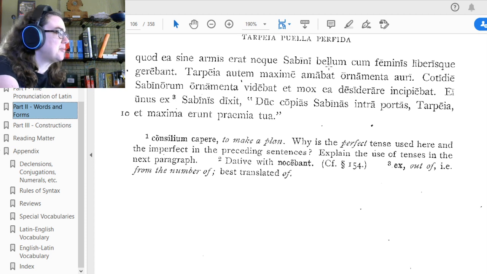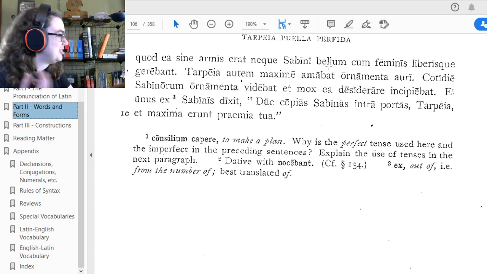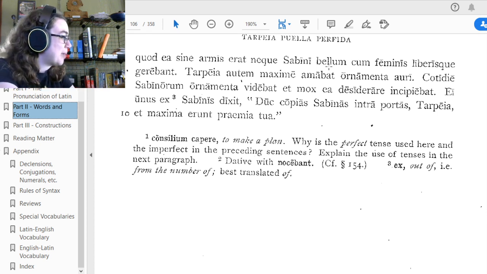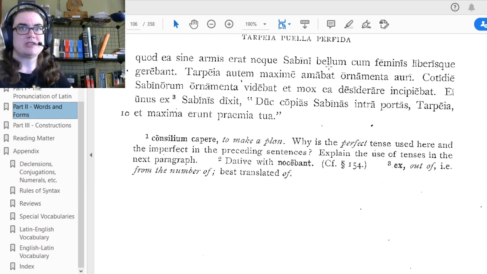Yeah, sometimes people in antiquity were decent. Sometimes they weren't. Well, how do I want it? Decorations, trappings of gold. I'm going to use trappings for ornamenta. Tarpeia, however, most greatly used to love trappings of gold. And every day she used to see, videbat, the trappings of the Sabines.